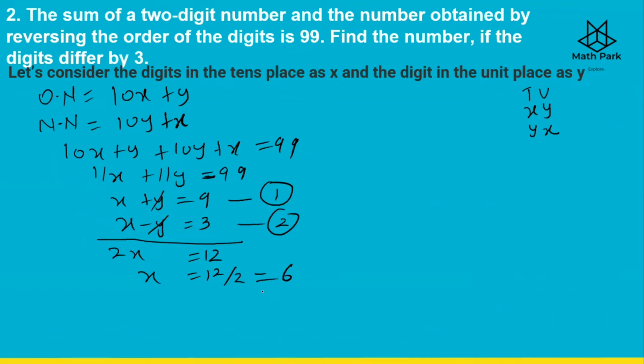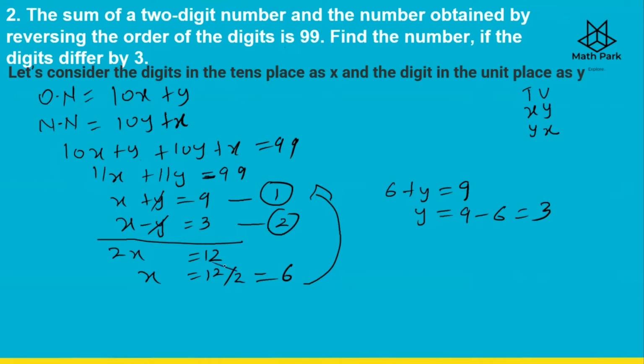Let us substitute the value of x is equal to 6 in equation number 1. So we have 6 plus y is equal to 9. So y is equal to 9 minus 6, which is equal to 3. Got it? So this is how we got the value of y as 3 and the value of x as 6.